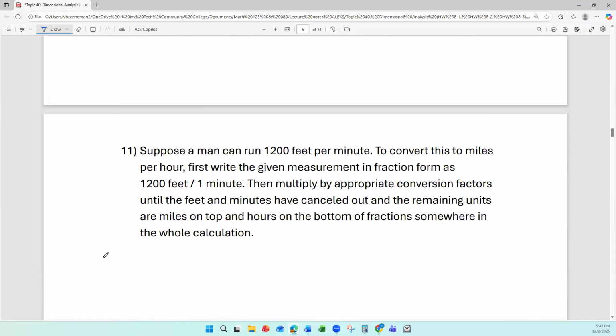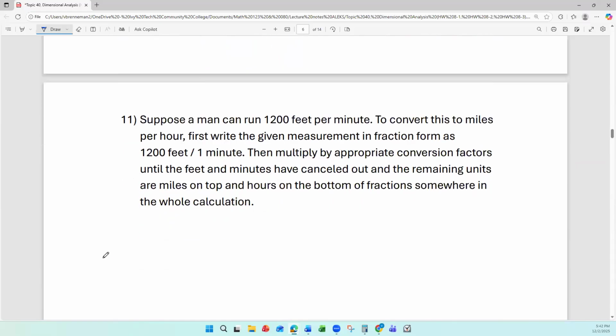Number 11, if a man can run 1,200 feet per minute, and we want to convert this to miles per hour, I go ahead and write the rate as my initial given value, 1,200 feet, and then the per minute means I put the minute on the bottom. It's 1 minute if you want to write the 1 still. And now I need to convert feet to miles, and I need to convert minutes to hours. That can be done in either order, but I have my 1 mile is 5,280 feet. So I put that somewhere in there, 5,280 feet on the bottom and 1 mile on top.